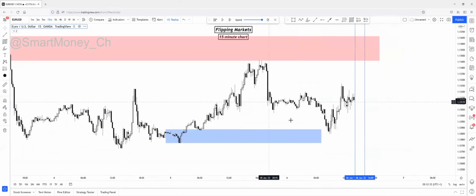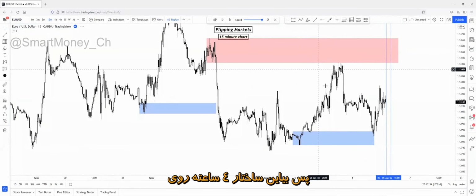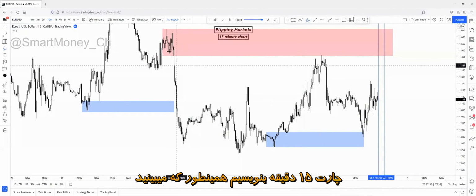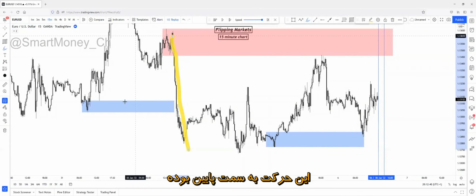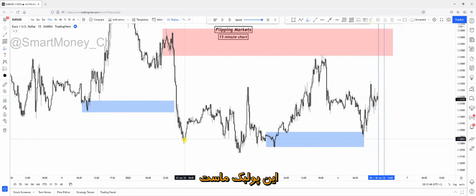So this was the last demand zone that changed character to the upside on the 4-hour chart. So let's see the 4-hour structure on the 15-minute chart. As you can see, this is the downside movement that flipped the overall demand zone right here. So this was our 4-hour supply zone up here on the 15-minute chart. This is our pullback here. This is our break of structure to the downside here.